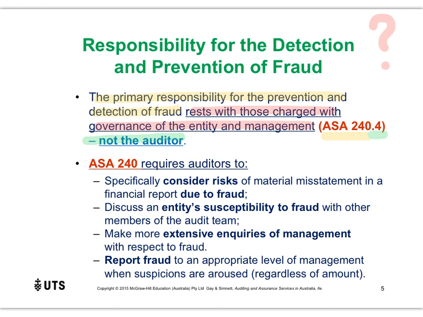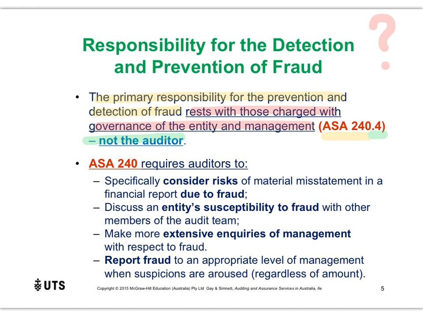Remember the case we spoke about a couple of weeks ago, the Kingston Cotton Mill case. Remember, the auditor is a watchdog, not a bloodhound. What does that mean? It is not our job to go looking for fraud.